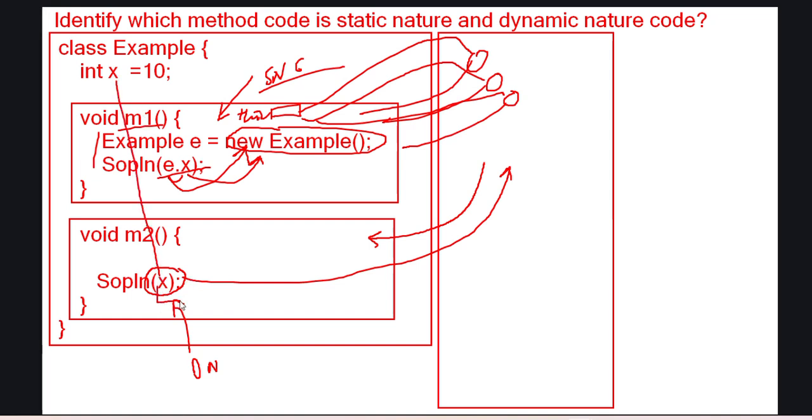Now tell me, the M2 method is accessing the X variable directly by its name. The compiler implicitly adds this dot, which means X is accessed from where? The current object. If we use E1, the X value is read from E1. If we use E2, the X value is read from E2. If we use E3, the X value is read from E3.